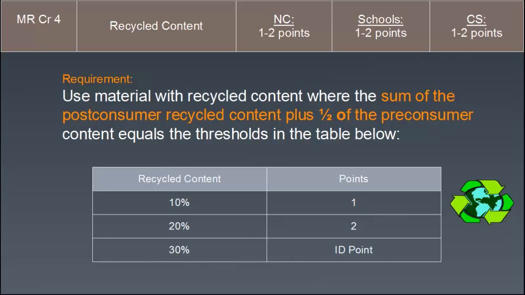So 10% recycled content, based on your total material budget again, gets you 1 point, 20% gets you 2 points, and 30% gets you an exemplary performance innovation in design point.